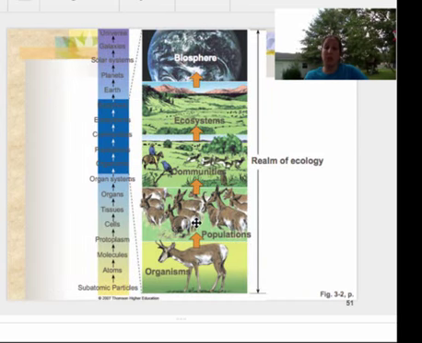The realm of ecology, you should be familiar with this, as you go from your organism. A whole bunch of organisms are going to make populations. The populations make communities. The communities make an ecosystem, and the ecosystem makes the biosphere. And this week we're going to try to create a closed biome or a closed biosphere to see how that goes.